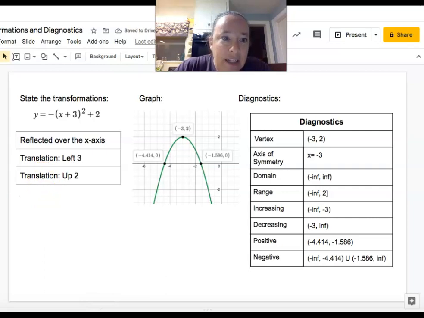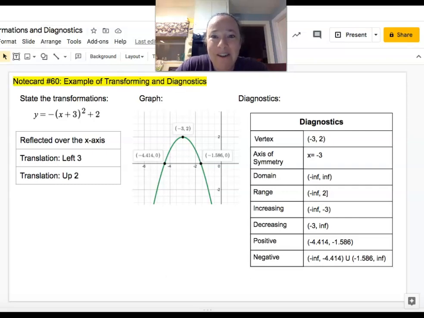So I'm actually going to add in that this was supposed to be a note card. So hold on just a second. There we go. So now I want you to click pause and I want you to do your note card 60. Make sure you're taking the time to, when you draw the parabola, it doesn't have to be perfect, but you need these points on it. When you draw it on your note card, you need to write down your transformations. And then on the back or on the side, fill in these diagnostics.